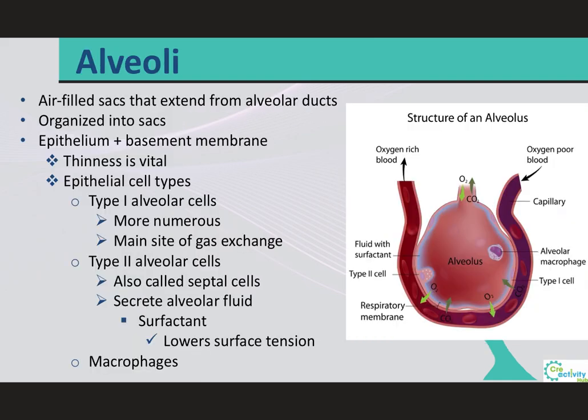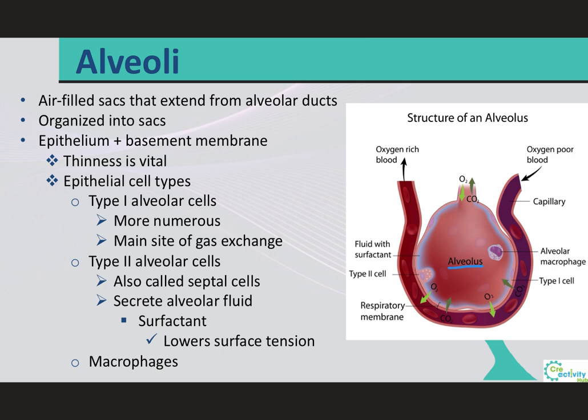Now let's focus specifically on the alveoli, which if we're referring to it as a singular would be alveolus. So in this case right over here we have an alveolus, which is the sac that's filled with air and that extends from the respiratory bronchioles, the alveolar ducts, and the alveolar sacs.